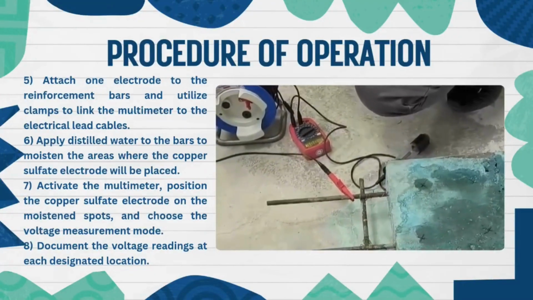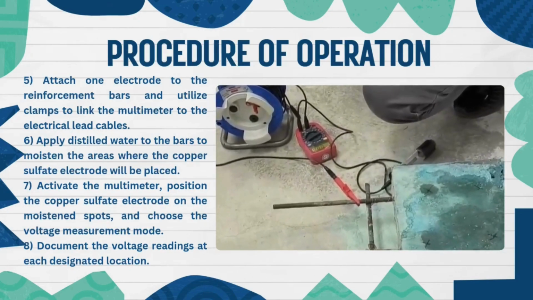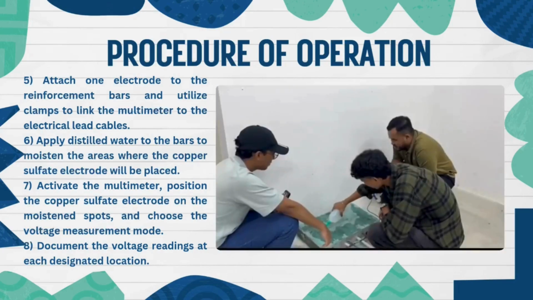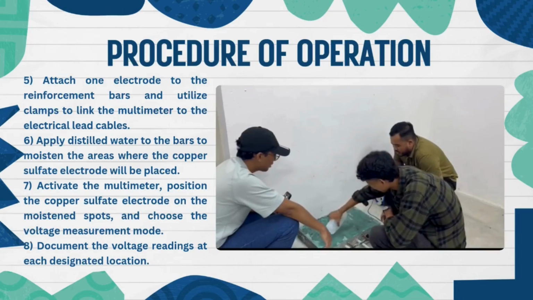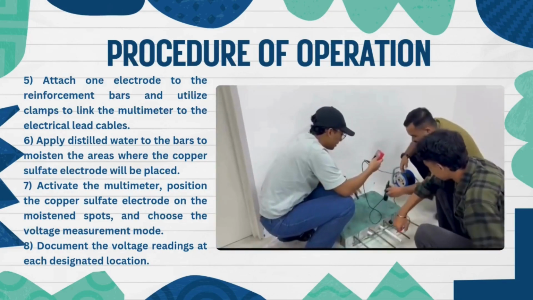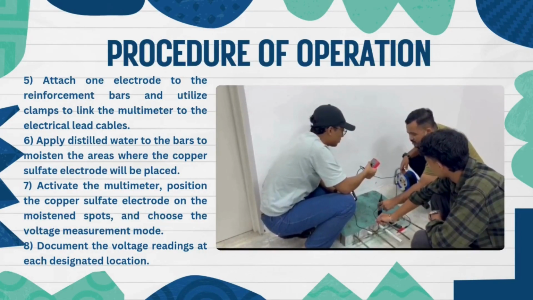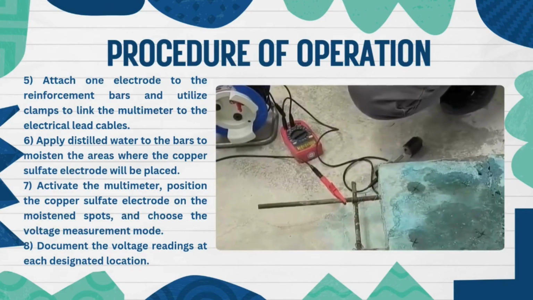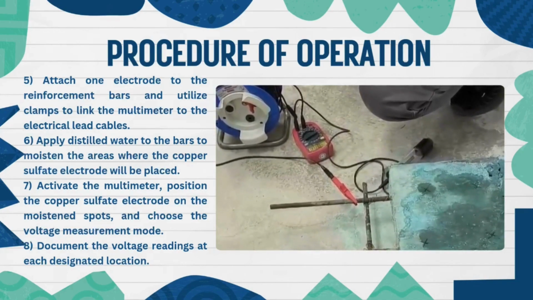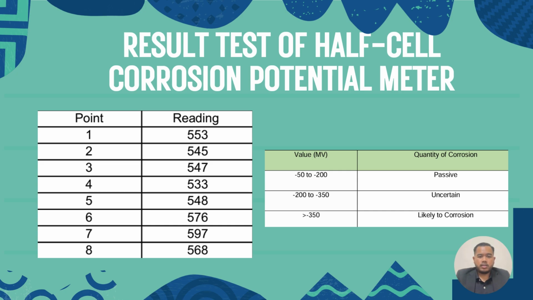Step number 5 is attach one electrode to the reinforced bar and utilize clamp to link the multimeter to the electrical lead cable. Step number 6 is apply distilled water to the bar to moisten the area where the copper sulfate electrode will be placed. Next is activate the multimeter, position the copper sulfate electrode on the moist spots and choose the voltage measurement mode. Last one is document the voltage reading at each designated location. Here are the result tests of half cell corrosion potential meter.